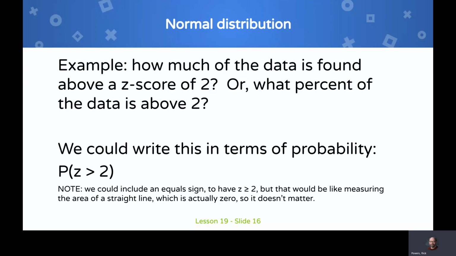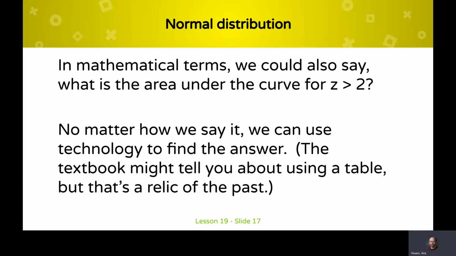Note, we could have an equal sign to have z greater than or equal to 2, but that would be like measuring the area of a straight line, which is actually 0, so it doesn't matter. In mathematical terms, we could also say, what is the area under the curve for z greater than 2? No matter how we say it, we use technology to find the answer. The textbook might tell you about using a table, but that's a relic of the past.